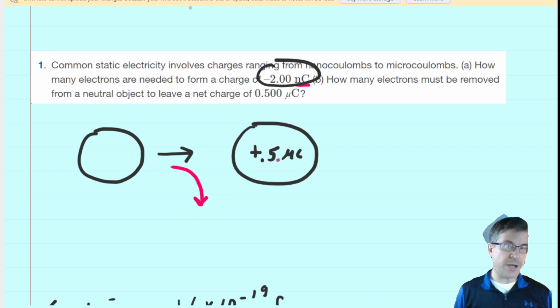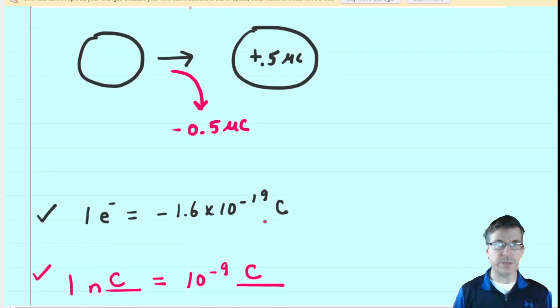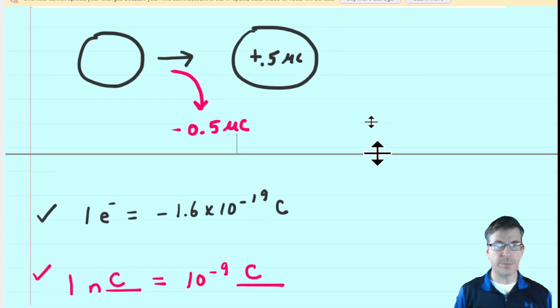And if we create a positive 0.5 microcoulombs, that means that the electrons we removed will carry a negative 0.5 microcoulomb charge. So this is essentially the given quantity: negative 0.5 microcoulombs. And now all we have to do is a conversion, just like before. We're going to try to convert this into the number of electrons.